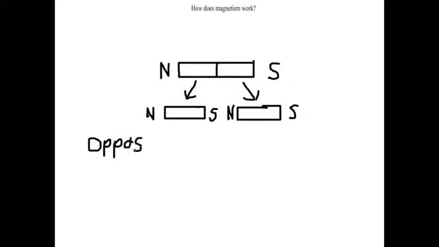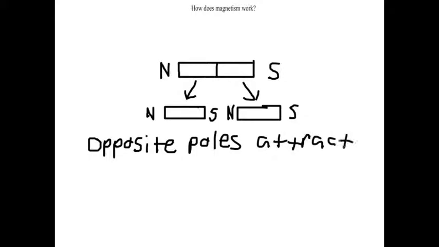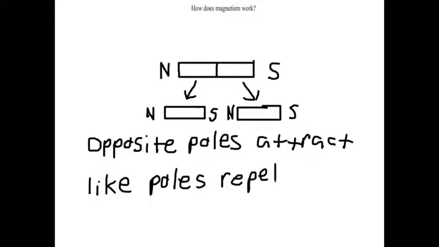Lastly, it should be known that a north and south pole experience a force of attraction when they come close to each other, while either two north poles or two south poles will experience a force of repulsion when they come near each other. Thus far, I have not described why these poles exist. To understand this, we need to zoom in on a single atom of our bar magnet.